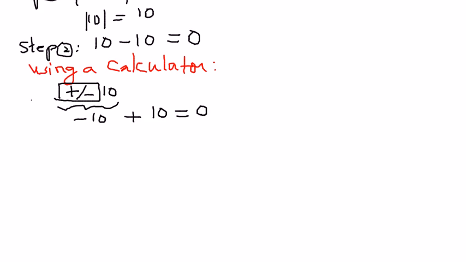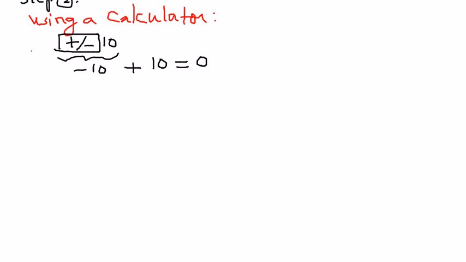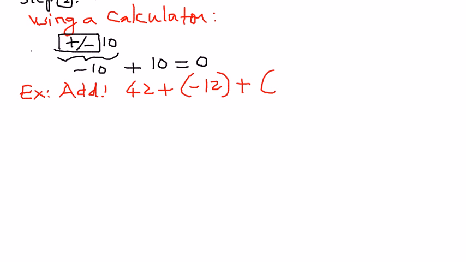Let us look at another example. In this example, we're going to have more than two numbers to add. We want to add the following numbers: 42 plus -12 plus -30. In this type of situation, we're going to take two numbers at a time.